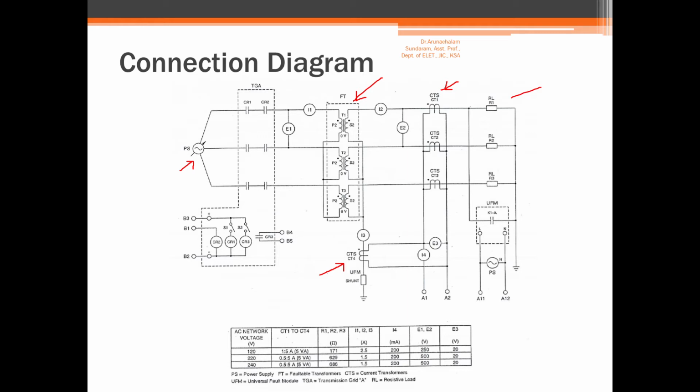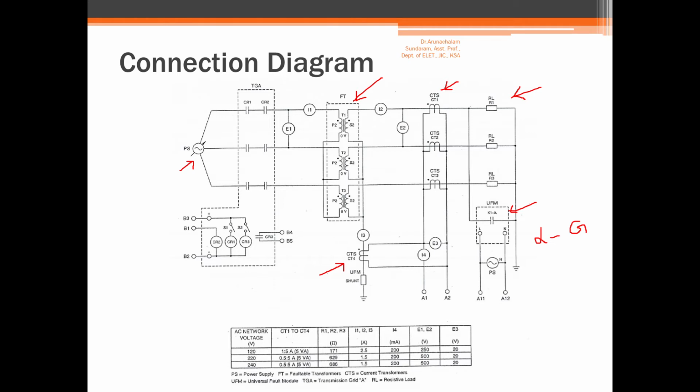Now here we are going to work on two conditions. We are going to first use a balanced load and check whether the system is stable. Then we are going to use an unbalanced load, and we are going to check whether the system is stable. Now this is a universal fault module. This module is used to create a line to ground fault. In the power transformer, we are going to create a line to ground fault.